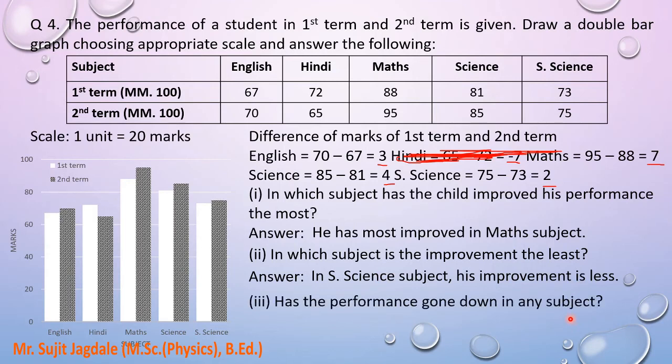Then the third question is, has the performance gone down in any subject? How to identify that performance has gone down in any subject? Gone down means that the difference should be negative.